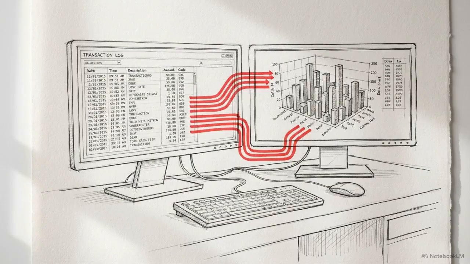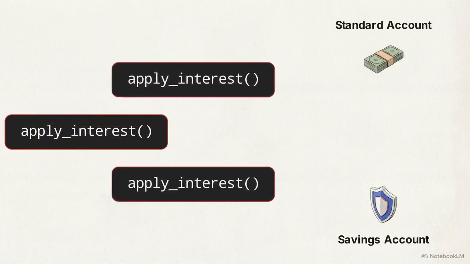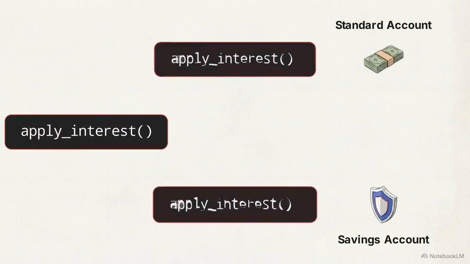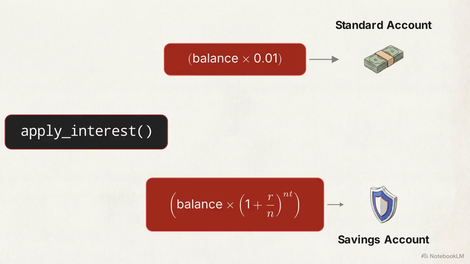Polymorphism provides our system with flexibility. It allows different account types to respond to the same command in their own unique ways. If we issue an apply interest command, the standard account and the savings account will process different results based on their internal logic, despite receiving the same instruction.